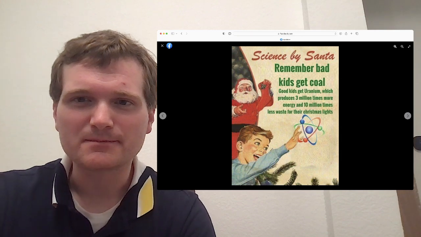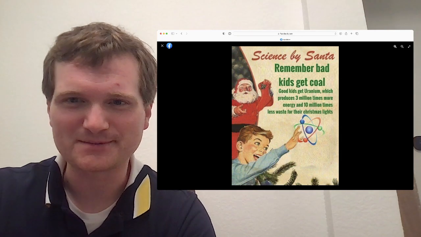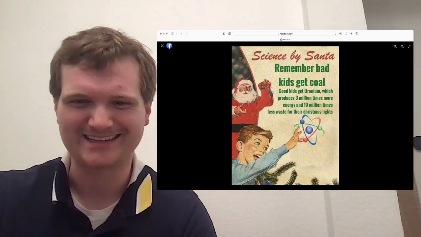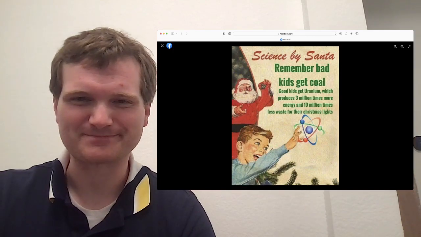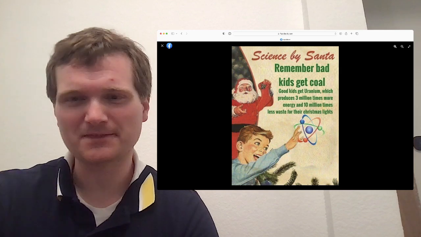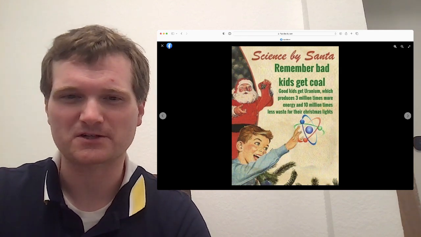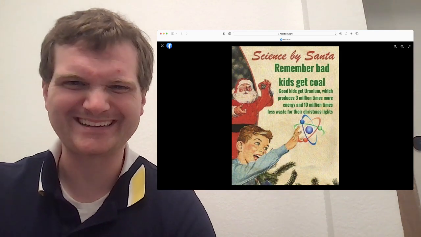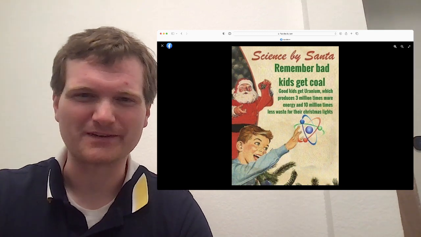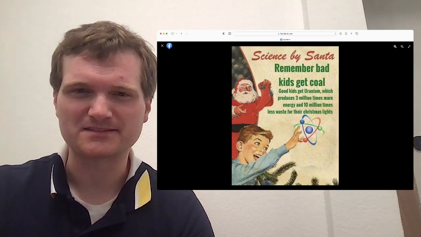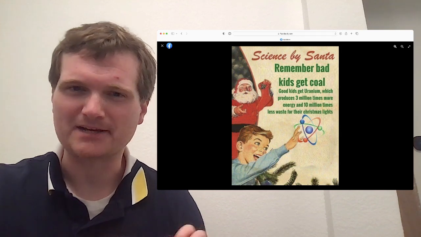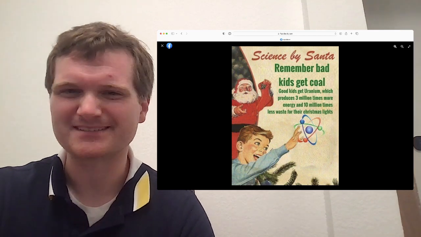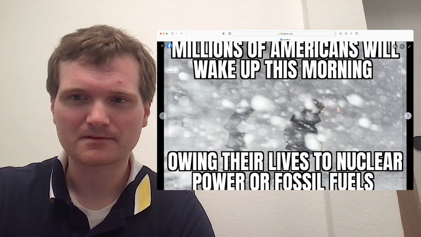Science by Santa. Bad kids get coal, good kids get uranium, which generates 3 million times more energy and 10 million times less waste for their Christmas lights. That's awesome. That's a great meme. I also like the picture of him showing the old school model of the atomic structure rather than a green rock. Points for creativity. No, uranium doesn't look like that either, but it looks more like the yellowcake style design, or some black pellets with uranium oxide that's actually in the nuclear fuel, but I get what they're trying to say. It's a pretty good one.